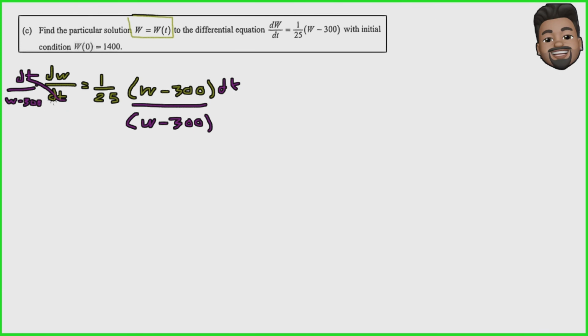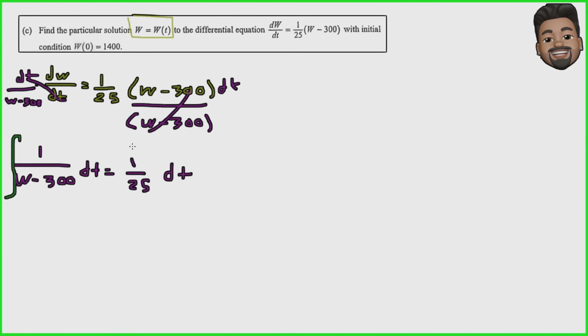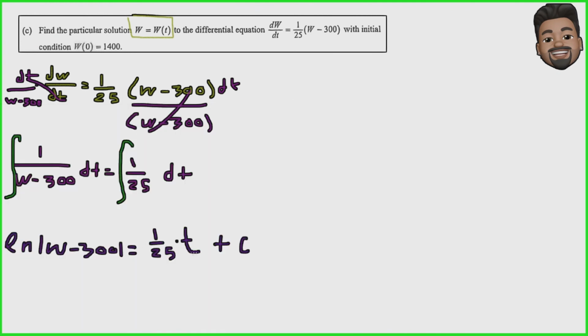Anyhow, we're going to divide by W minus 300 on both sides, multiply by dt. So what we're going to get over here is 1 over W minus 300 dt is equal to 1 over 25 dt. Now we can go ahead and take the antiderivative of this perfectly. When we take our antiderivative, there's no power, so it's going to be ln. So we're going to get ln absolute value, W minus 300, is equal to, and then we're going to get 1 over 25. And remember, this is not x, it's t, right? So 1 over 25 t. So that's what my antiderivative should look like.